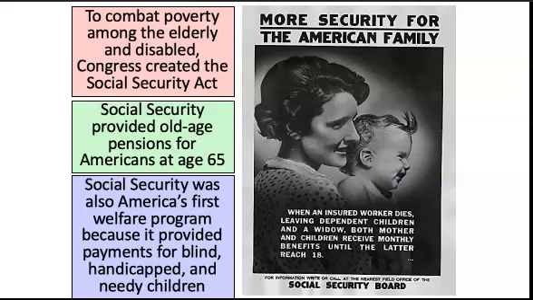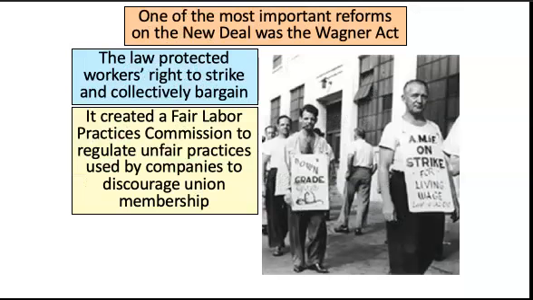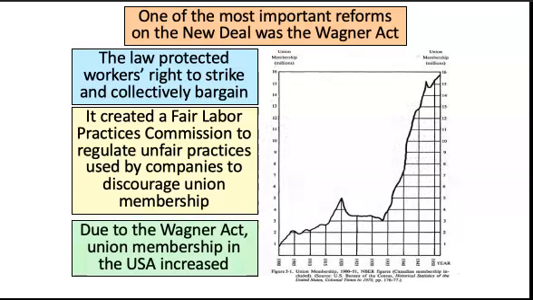Now, one of the most important reforms of the Second New Deal was the Wagner Act. This law protected workers' rights to strike as well as to collectively bargain. It also created a Fair Labor Practices Commission. The goal of this commission was to regulate unfair practices used by companies to discourage union membership. As a direct result of the Wagner Act, union membership in the United States is going to increase dramatically, as you can see from the chart.